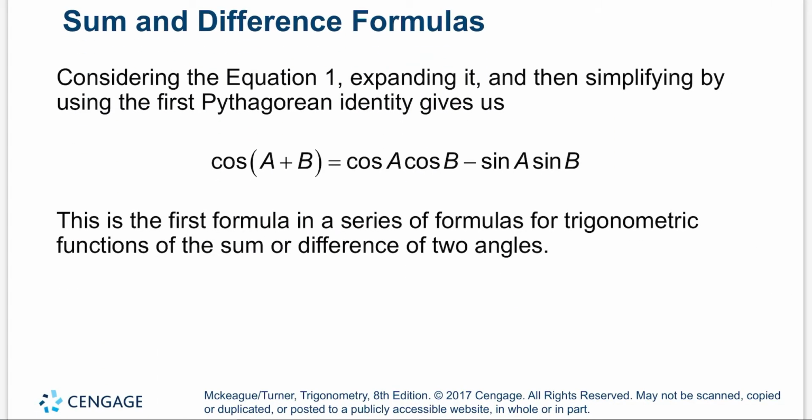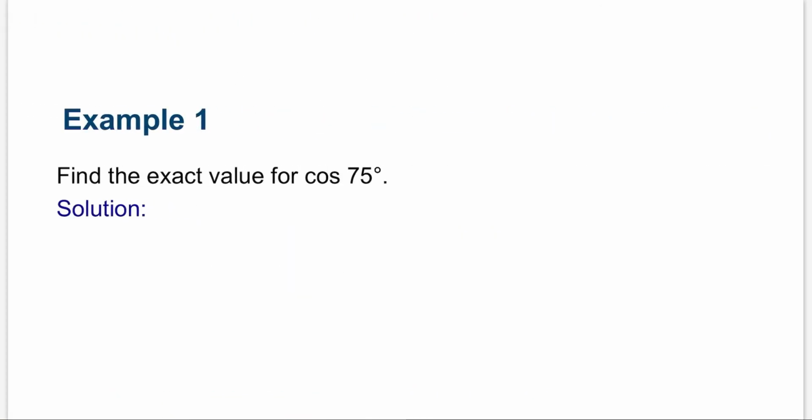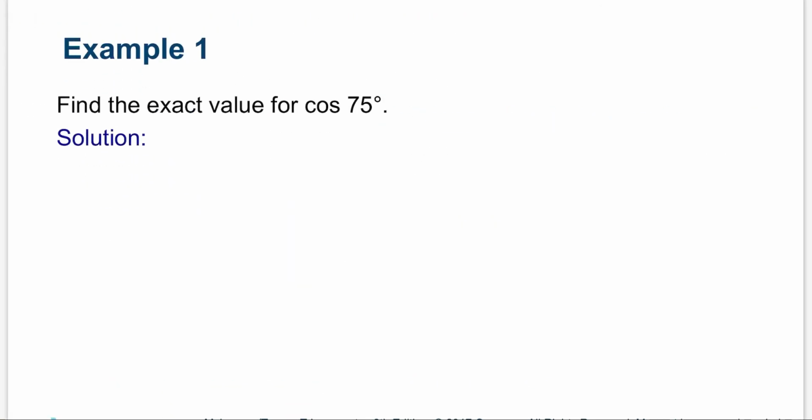So they start us off with the cosine A plus B formula, which is cosine times cosine minus sine times sine. The minus one is the same, you just change the plus to minus and the minus to plus, and that's the only difference. So let's apply the formula for this problem here.